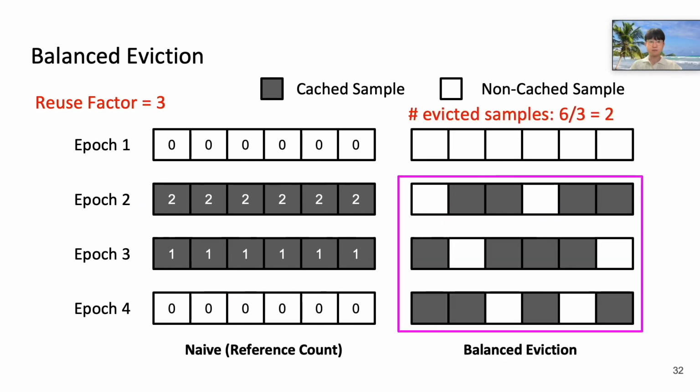To solve this problem, we propose the balanced eviction. After the first epoch, a designated number of samples are chosen by the evict shuffler. The number of samples to be evicted is calculated by dividing the number of training samples by the reuse factor. The evict shuffler adopts sampling without replacement so that all the indexes get a fair opportunity of being evicted.